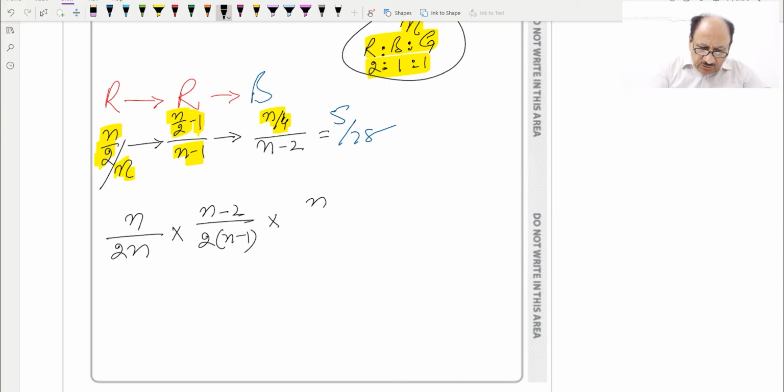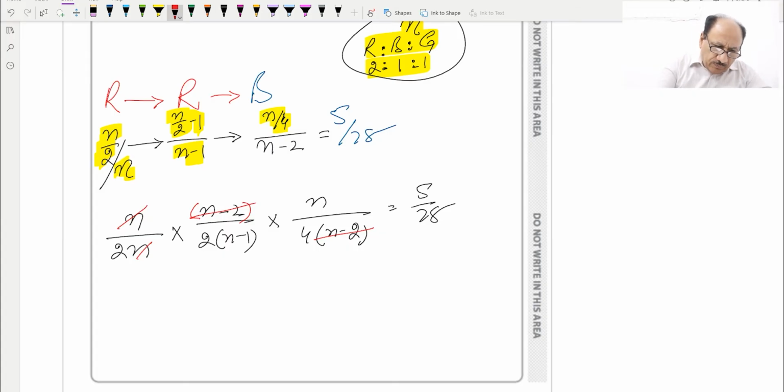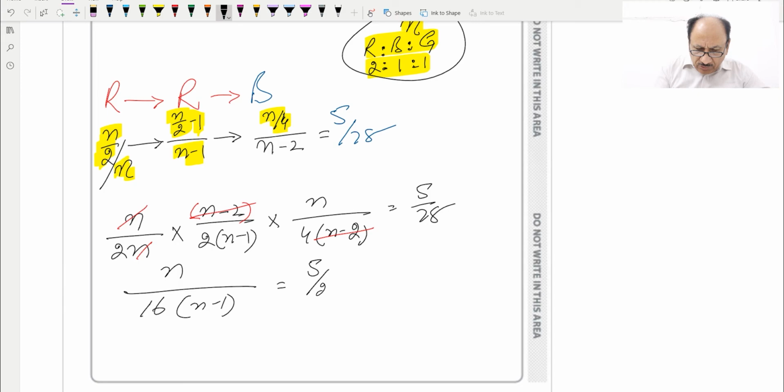Now next one, again fraction over fraction rule: n over 4 into n minus 2 is equal to 5 over 78. Now we can cancel. This n minus 2 we can cancel with this n minus 2, and this n will be cancelled with n. So the remaining numerator will be only n, and the denominator 2 into 2 will be 4, 4 into 4 will be 16, so 16 into n minus 1 is equal to 5 over 78.